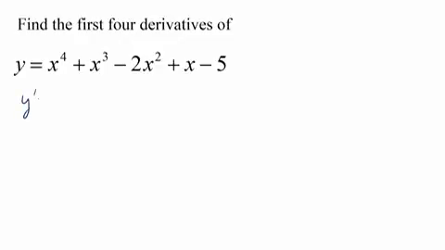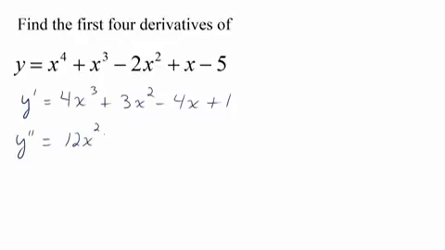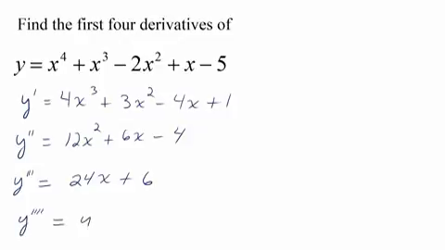So our first derivative, y prime, will be 4x cubed plus 3x squared minus 4x plus 1. The second derivative would equal 12x squared plus 6x minus 4. Third derivative is 24x plus 6. And the fourth derivative, you can use 4 primes, or the other notation with the number 4 in parentheses, and that derivative would be 24.